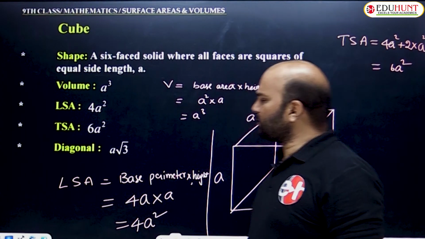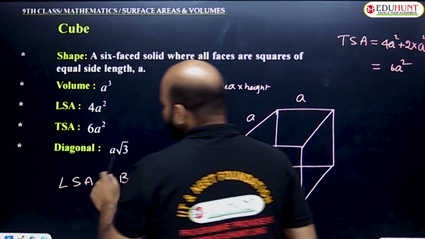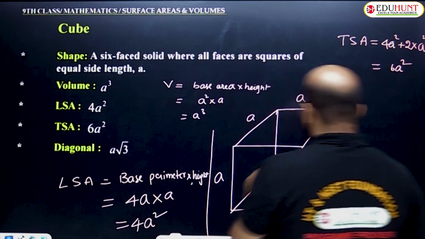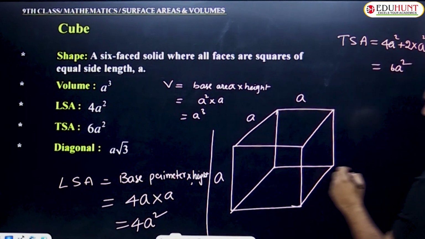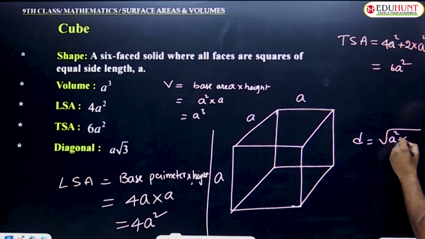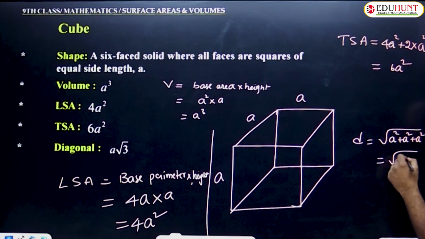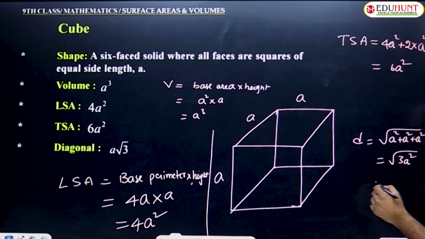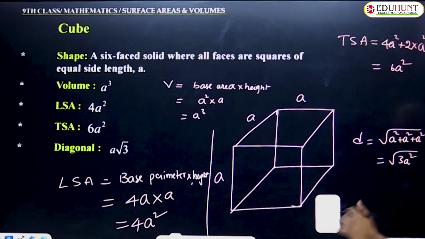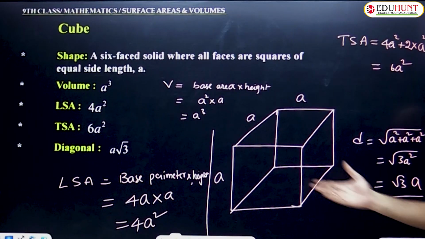Next, the diagonal. The diagonal of a square is root 2 into a, but here it is a into root 3, because this is a three-dimensional figure. How do we get the diagonal? Square root of l squared plus b squared plus h squared. But here length, breadth and height are equal, so it can be written as root of 3a squared. Therefore, diagonal equals root 3 into a, or a into root 3.